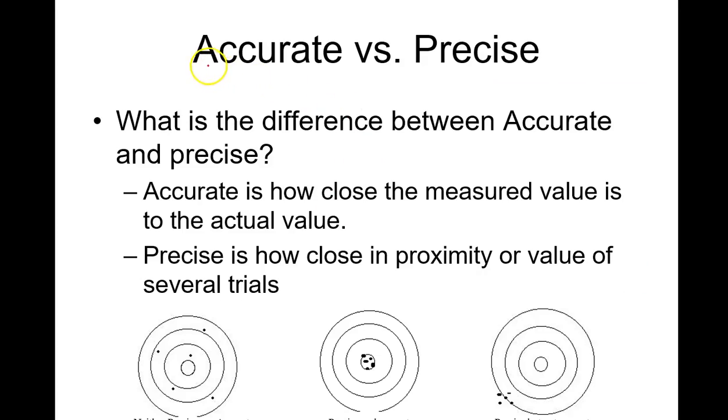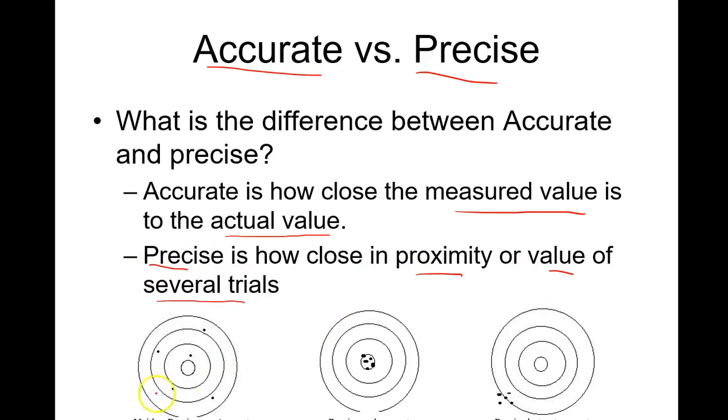Now, the terms accurate versus precise. Accurate really is how close you are to the actual value. How close are you to this actual measurement? Precise is about how close in proximity the values of several trials are to each other.